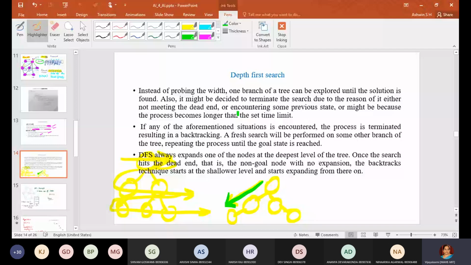See, this is one branch of the tree. In this particular tree, you follow one branch until the solution is found. Also, it might be decided to terminate the search due to the reason of it either meeting a dead end or encountering some previous state, or because the process becomes longer than the set time limit. There may be such cases whenever we do depth first search, and sometimes we may have to terminate it.